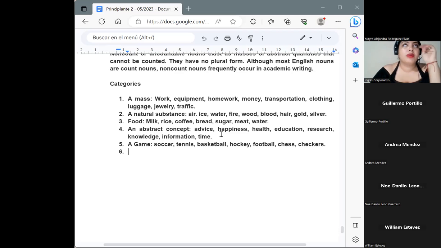¿verdad? No hay un objeto que podamos contar, sino que es más que todo una experiencia. Number six, a disease. Una enfermedad. And in this case, we have this one.